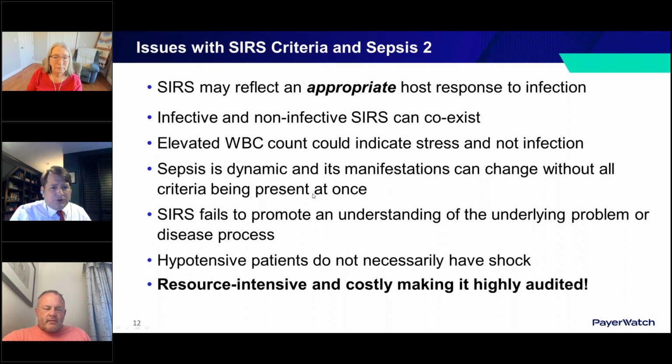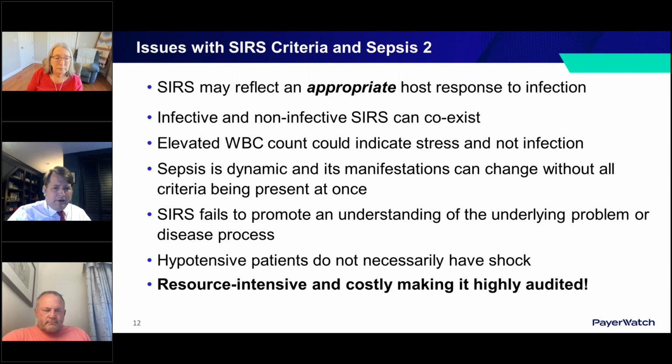And a lot of that is the issues with our SIRS plus infection criteria, the issue with Sepsis 2, and many of these are very clinical issues. The fact that SIRS sometimes reflects an appropriate host response to infection. The idea that non-infective SIRS can coexist with an infection. The white count certainly is a very non-specific indicator for a systemic inflammatory response. The fact that sepsis is dynamic.